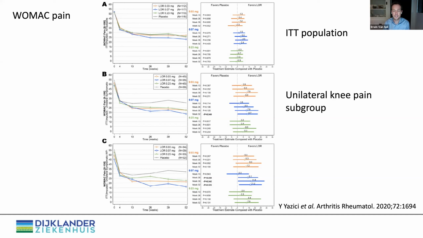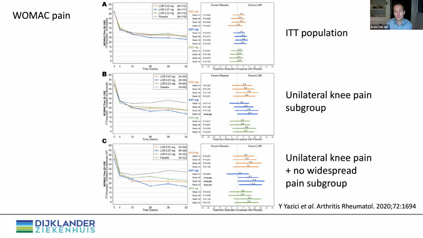Effect sizes increased even more when they selected only those patients with unilateral knee pain again, but also without widespread pain. So maybe lorecivivint is especially useful for people with local pain without central pain sensitization. And I'm again very curious to see how this will impact future trials and if this can be shown again.